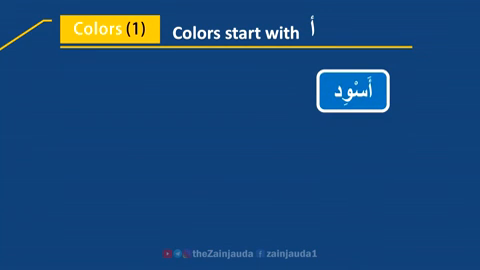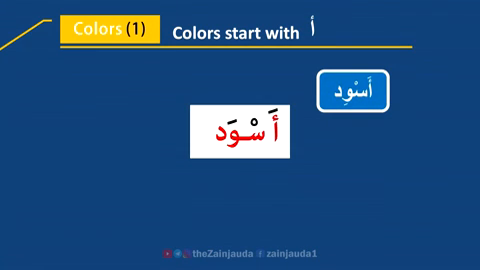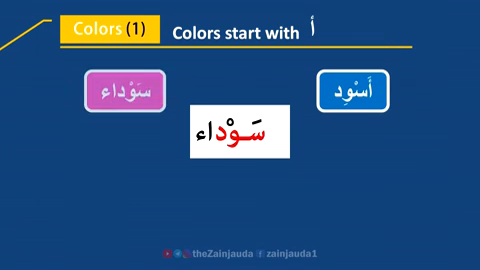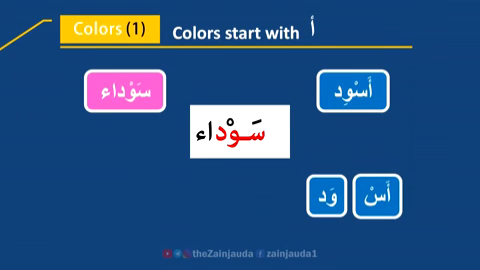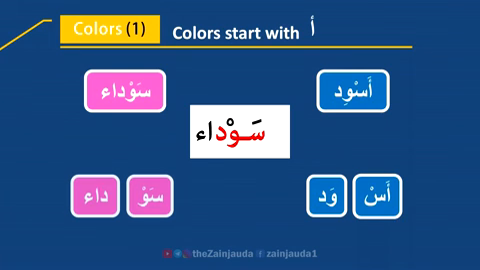This is aswad. Aswad means black. The first thing to do is we delete the hamza. The second thing to do is replace the fatha by sukoon and vice versa. And the last thing is to add alif and hamza. What we get is سوداء. The masculine is أسود. The feminine is سوداء.